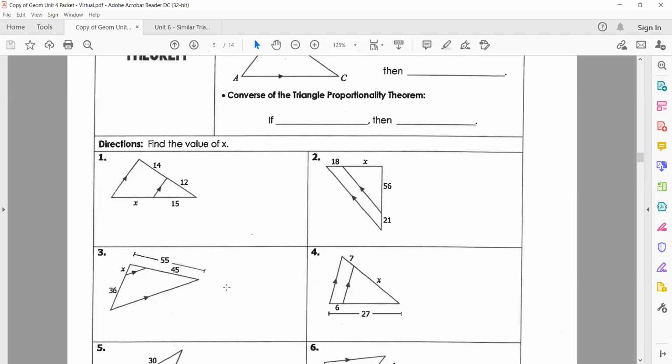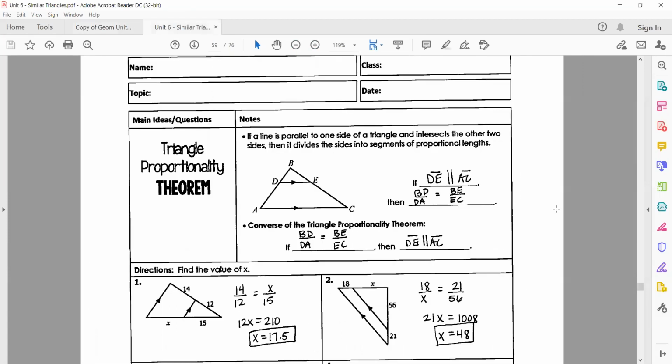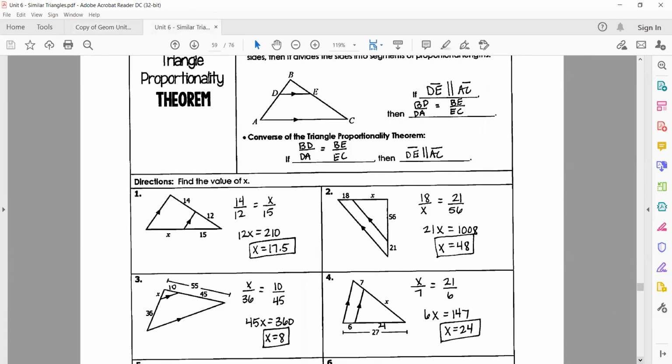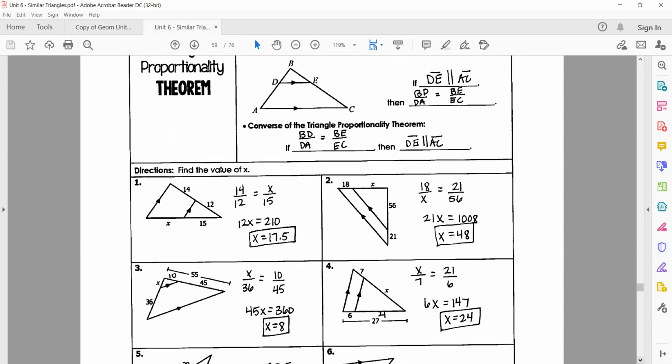So 360 equals 45x. I'm kind of going out on a limb here to see if I've got it set up correctly. I think I do, because the 10 and the 45 are the segments on the same side. So I had the 10 on the top, which means on the other side, I'm going to put the x on the top. So 45x equals 360. I got x equals 8. Let's see how I did. Whew, good.